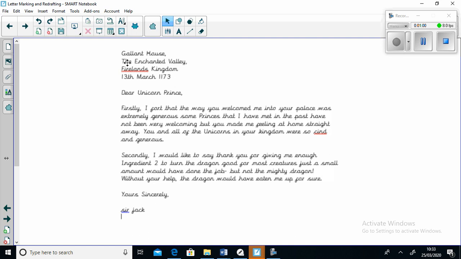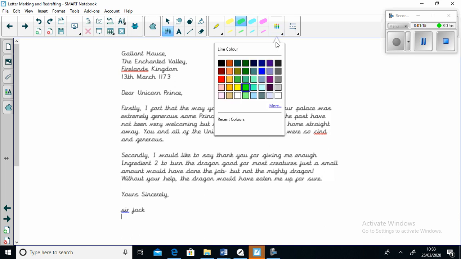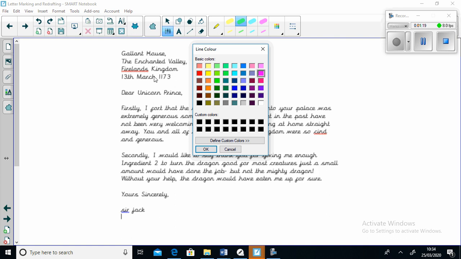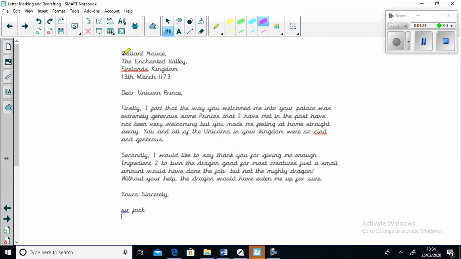Gallant House, the Enchanted Valley, Firelands Kingdom. Yeah, that's Sir Jack's address. He's the person who sent it. So I am going to highlight that in pink. Remember, pink, oh, that's purple. Let me find some pink. Remember, pink shows areas that you've been successful. So this area is something that I've done pretty successfully, so I'm going to highlight it in pink.